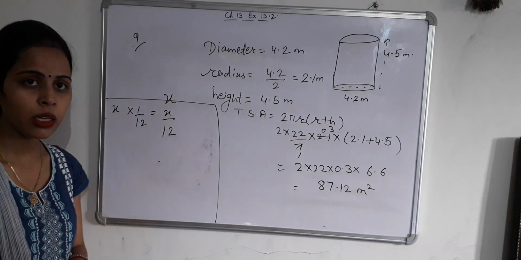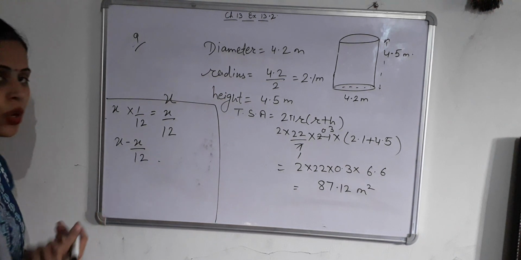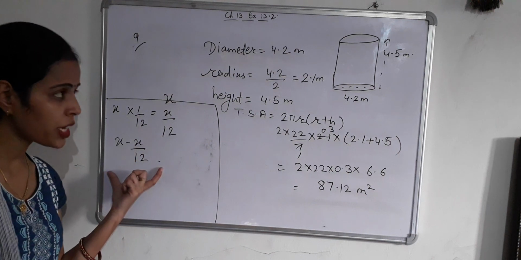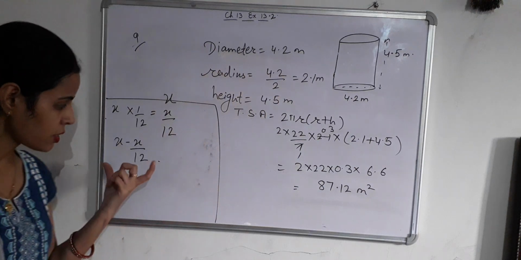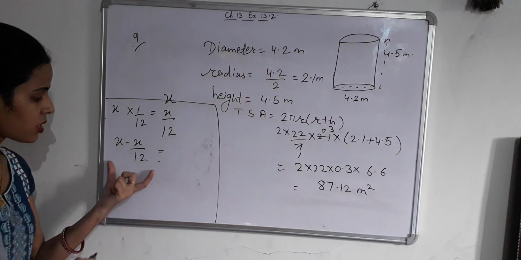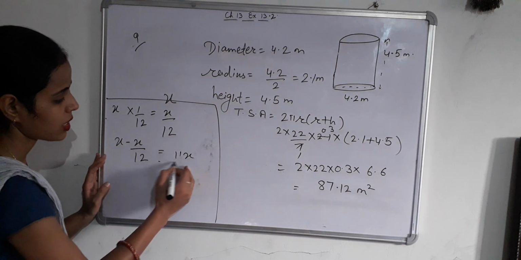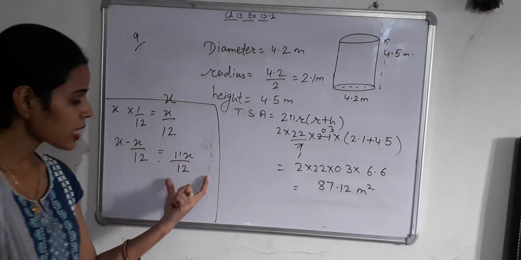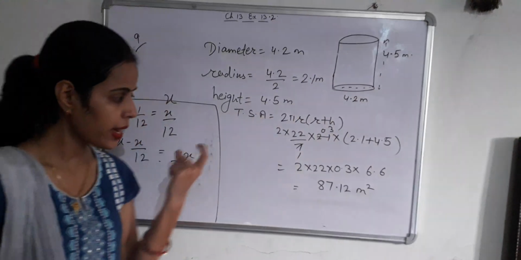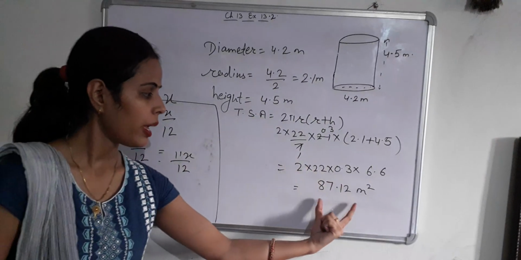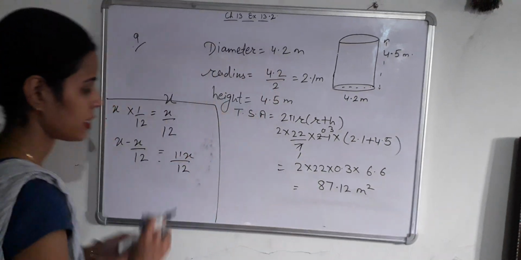Then the remaining part after waste will be x minus x upon 12. This part is used to make the closed cylindrical tank. This is solved by taking LCM. 12 is LCM, 12x minus x, 11x upon 12. Means 11x upon 12 part is used to make this closed cylindrical tank, and 11x upon 12 equals 87.12 meter square.